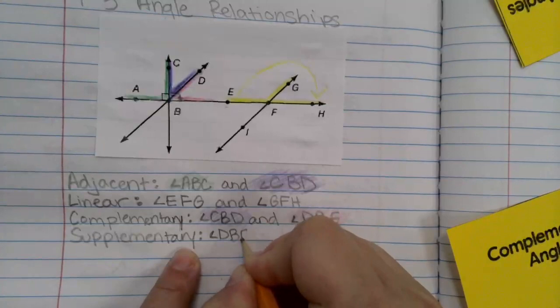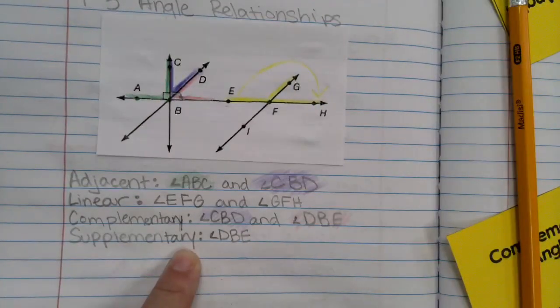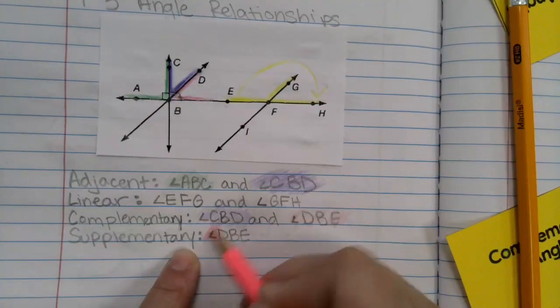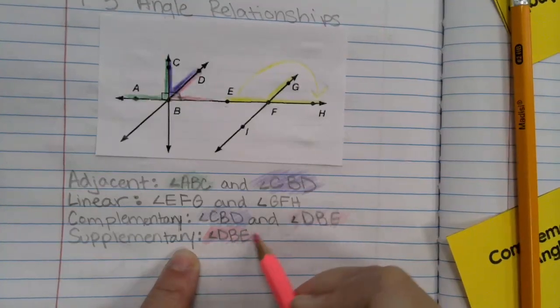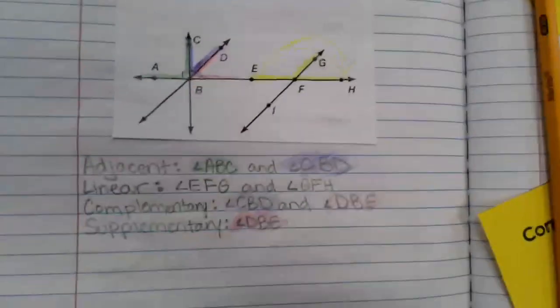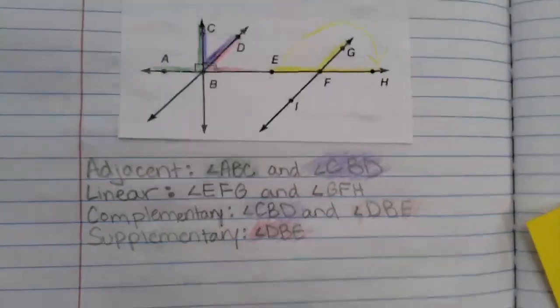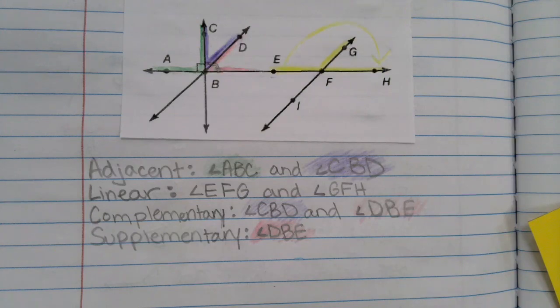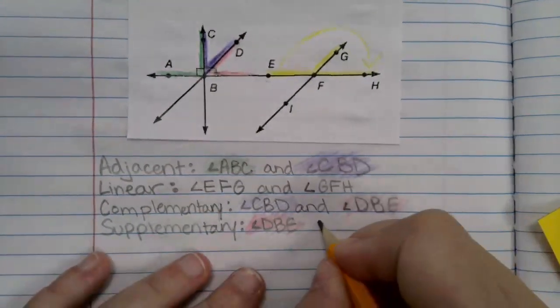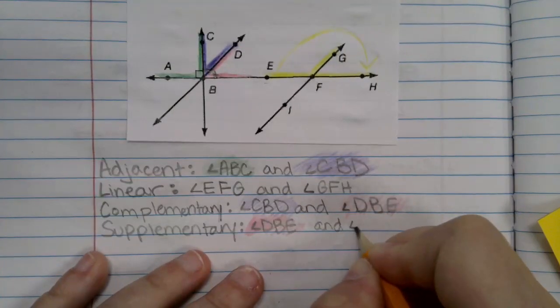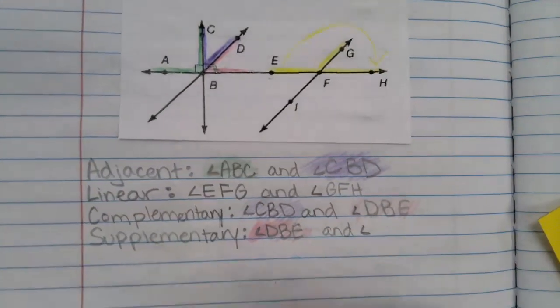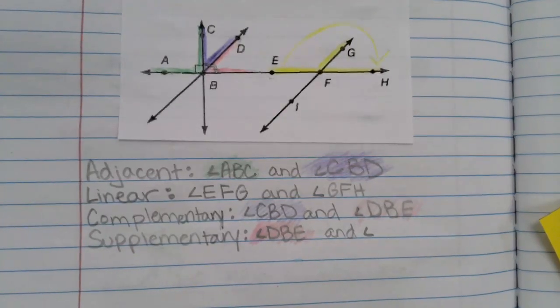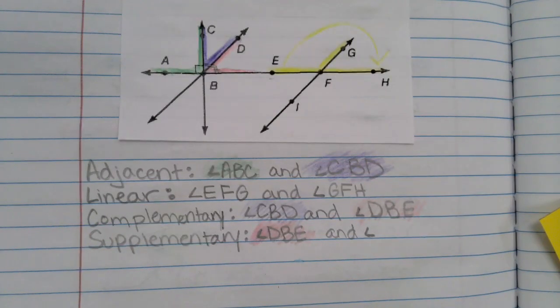And this is just, you want to challenge your brains a little bit. Pick one that's a little bit harder to find a supplementary angle for, DBE. So what angle could I combine with DBE to create a 90 degree angle? Or I'm sorry, a 180 degree angle. My brain today is fuzzy.